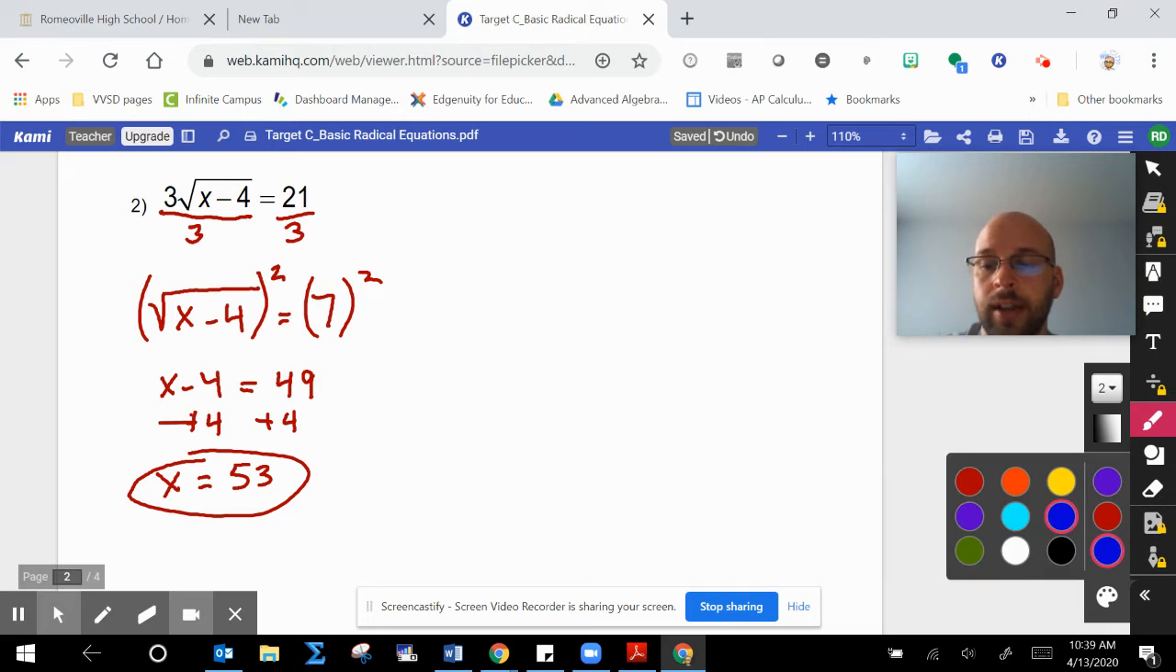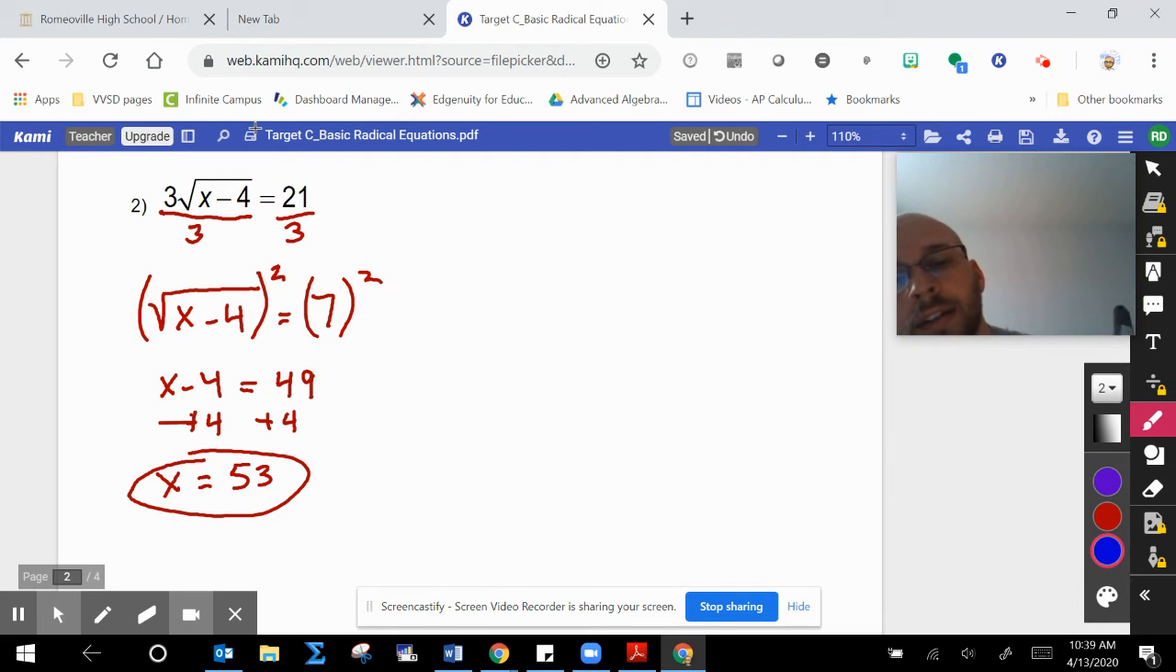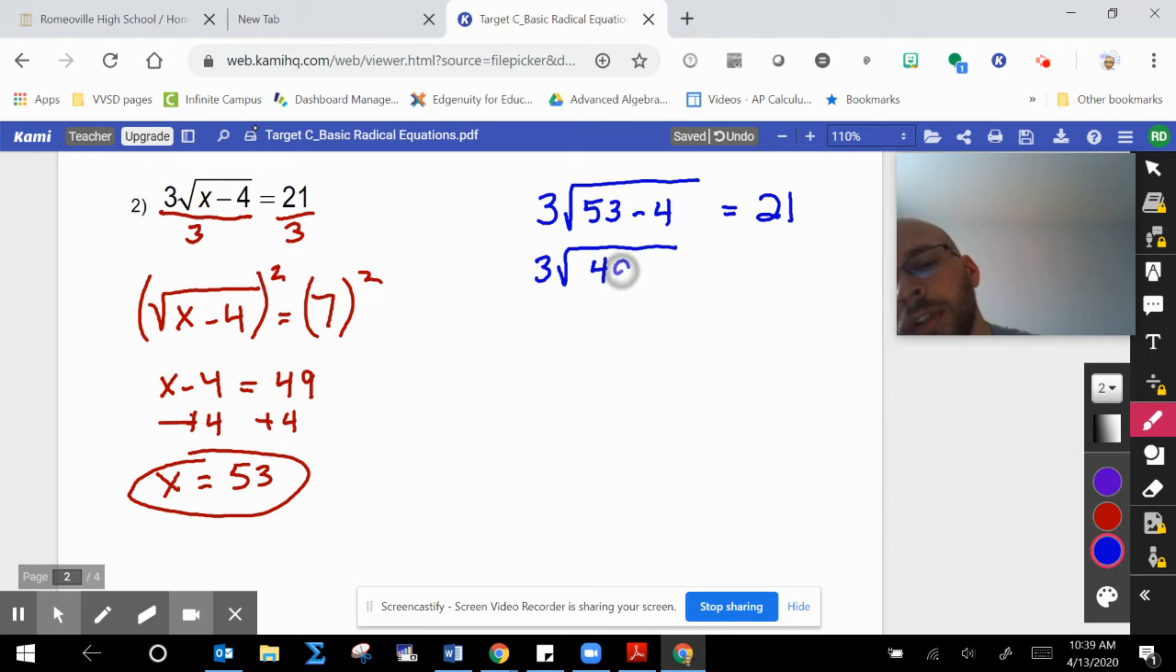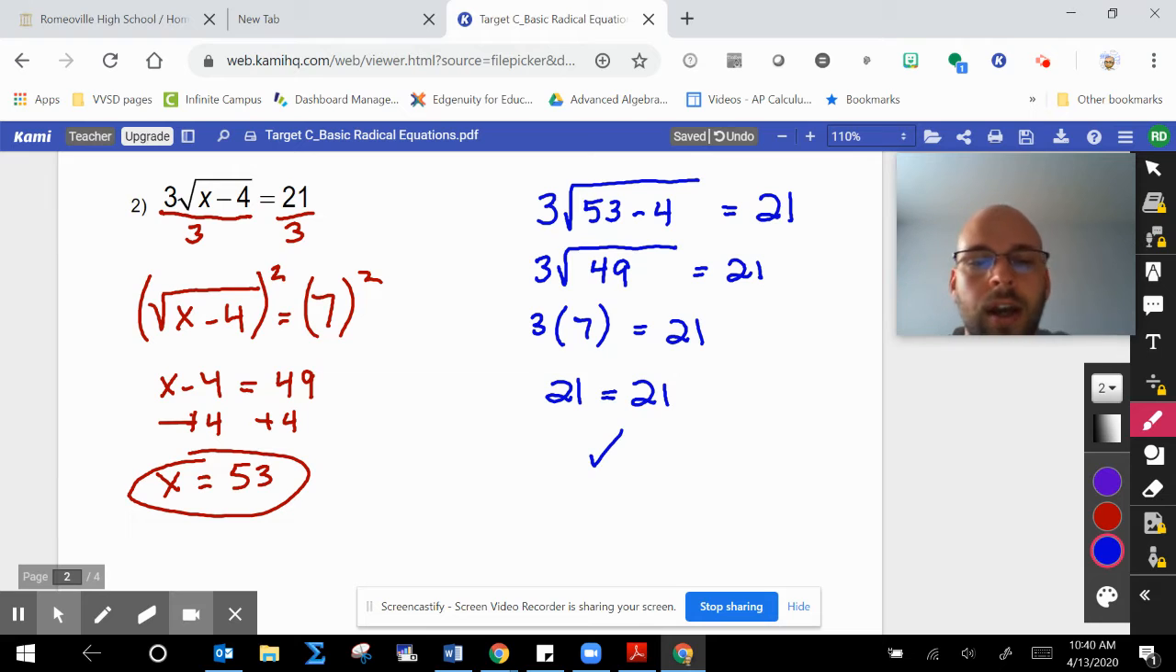Okay, but just like the last problem, we're going to check our answer. So I'm going to take that number and substitute it in for x. So I have 3 times the square root of 53 minus 4 equals 21. So I want to see, does that actually equal 21? So I'm going to say 3 times the square root of 53 minus 4, I believe, is 49, equals 21. And 3 times the square root of 49 is just 7. And 3 times 7 is 21. So look at that. That works. I know 53 happens to be the solution.